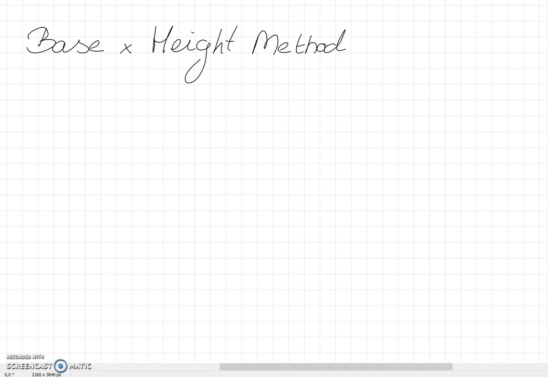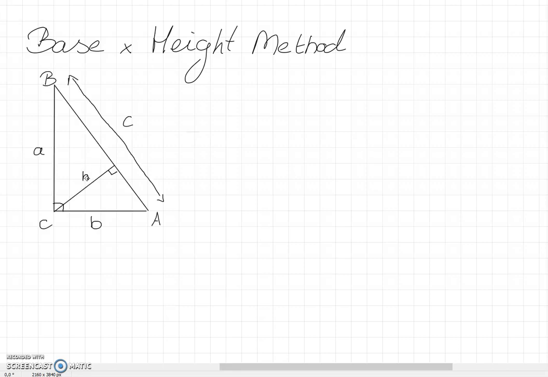This video is about the base times height method, a method to find the length of some line segments in a triangle. We use the following general triangle ABC with edge lengths A, B and C.